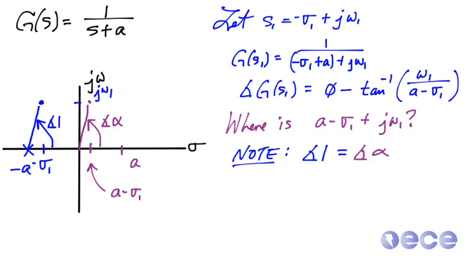One of these triangles is going to be formed at the origin and go to the evaluated value g of s1. And the other will be formed at the pole and go to the point S1 as it's just written in the sigma j omega plane.